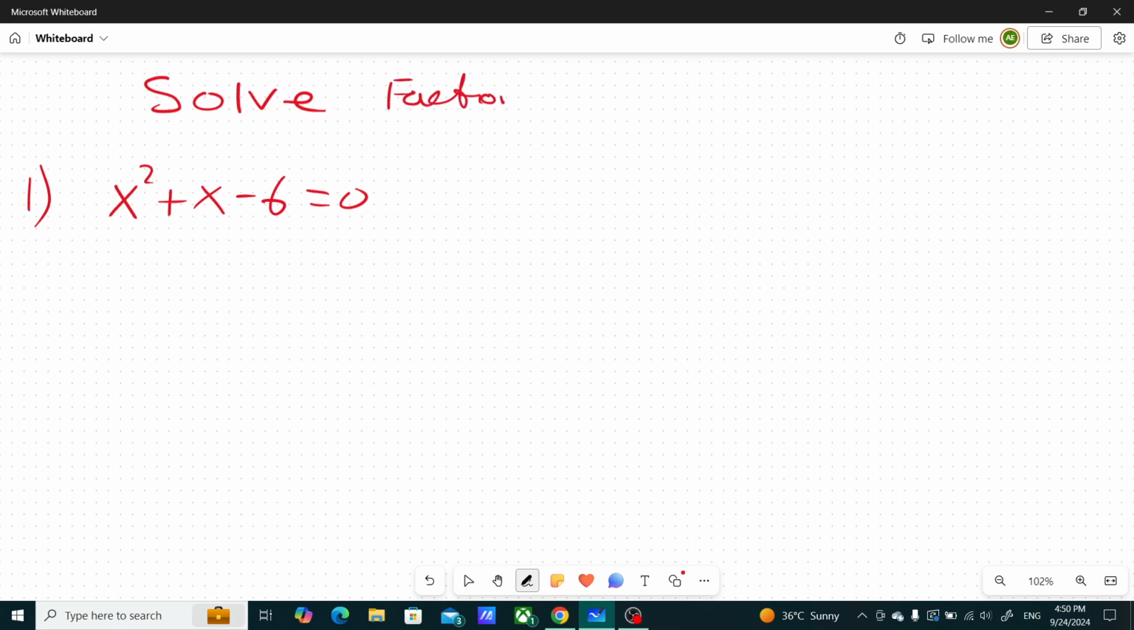Okay, so let's start by taking the first example. Let's say the question says solve the following. So the first question is x squared plus x minus 6 equals 0. So we're using factorization. Okay, so first thing, in this question a is equal to 1. So this is the easy type of factorization. As we see here, a is 1, and we usually don't write the 1. Okay, so since a is 1, the first step is we're going to look at this sign.